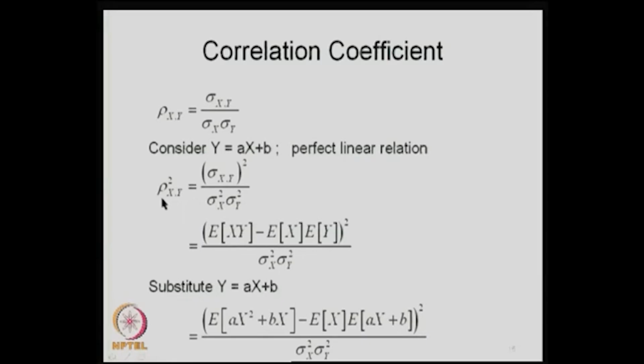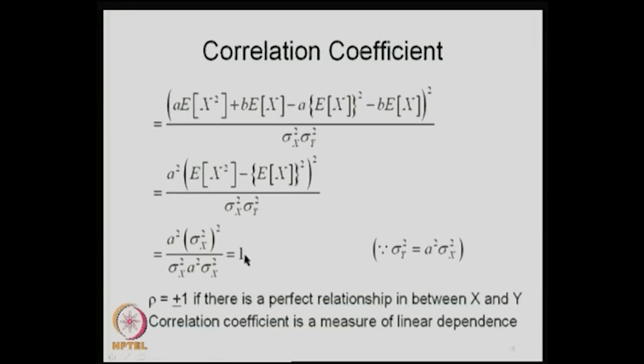So, we started with rho x y square. That turns out to be 1, and therefore, rho is equal to plus or minus 1 if there is a perfect linear relationship between x and y. So, the correlation coefficient is in fact a measure of linear dependence. So, if correlation coefficient has any other value than plus or minus 1, it indicates that there is a lesser degree of linear dependence between x and y compared to the perfect relationship, which would have yielded a correlation coefficient of plus or minus 1.